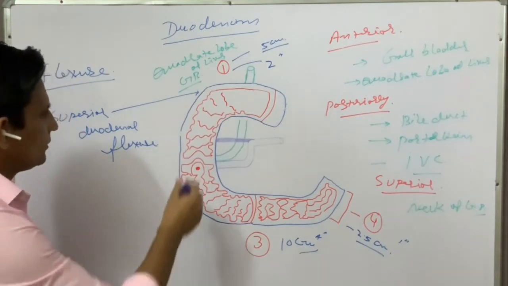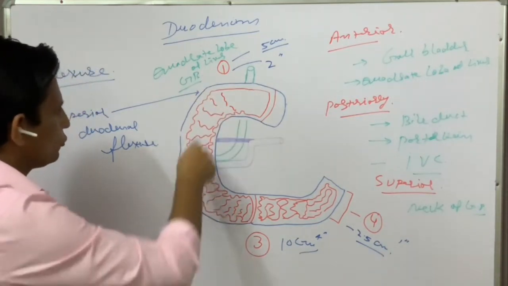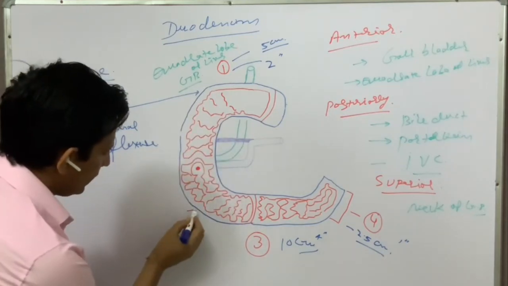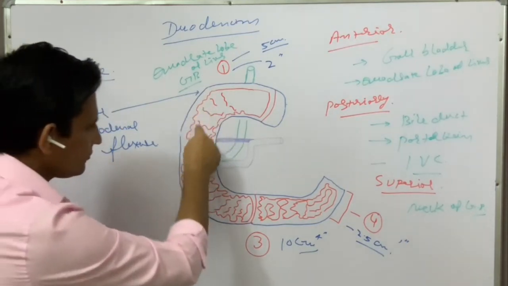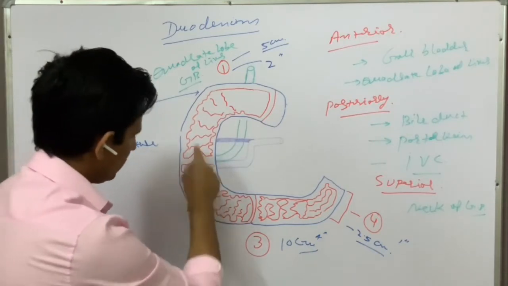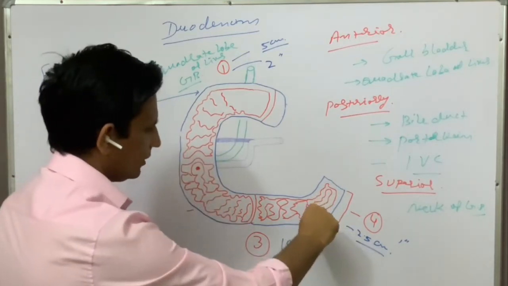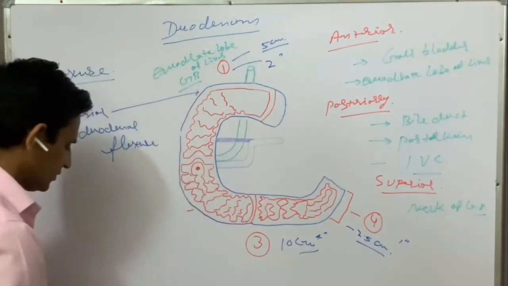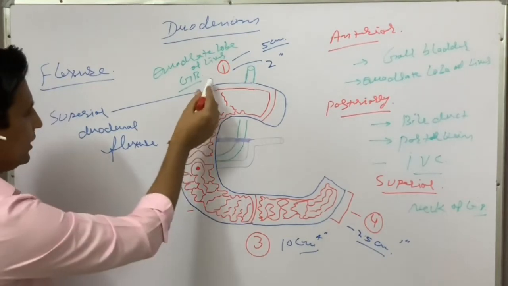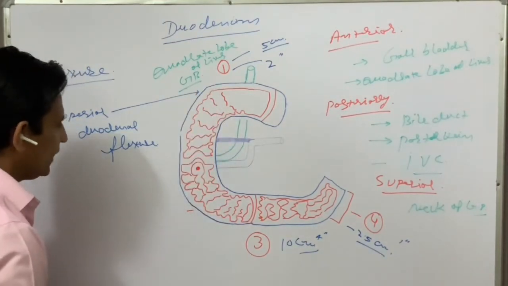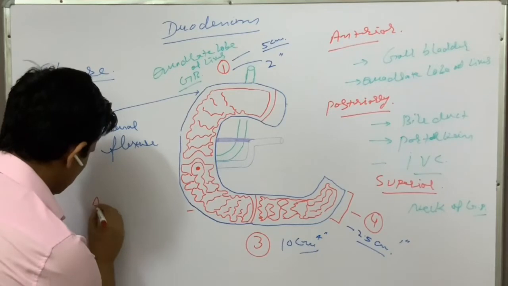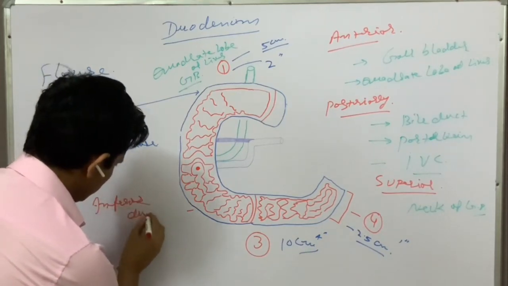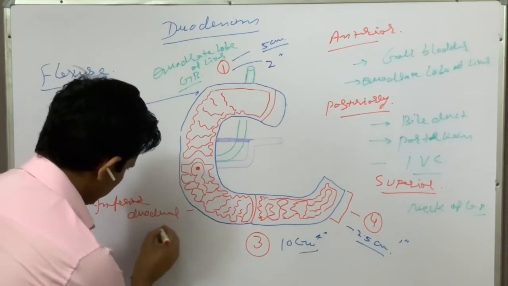And here the second part starts from the superior duodenal flexure to here. Here is also a flexure because this turns this way, runs this way and turns horizontally. It ascends and abruptly it turns horizontally. So here it also makes a flexure, and as it was the superior duodenal flexure, this would be the inferior duodenal flexure.